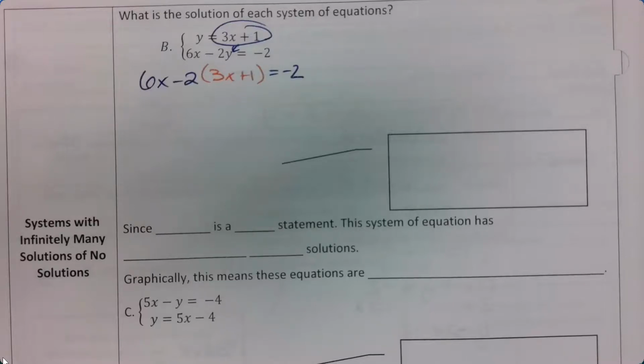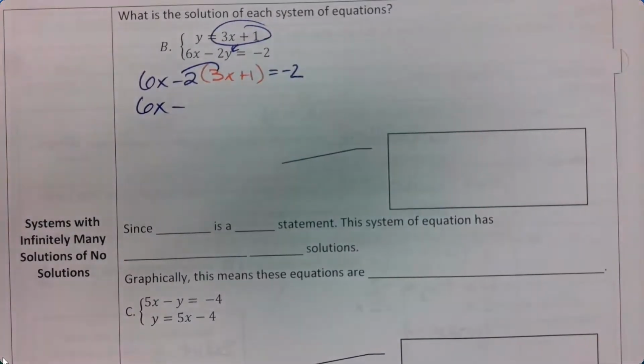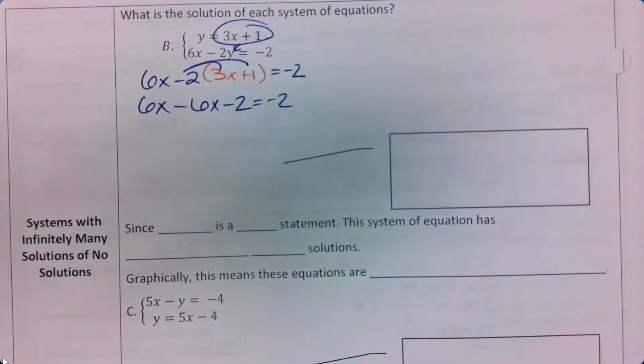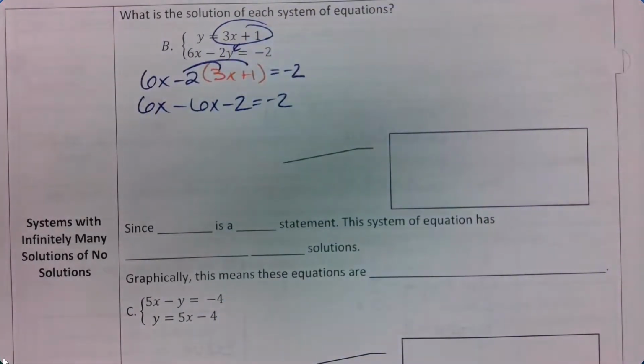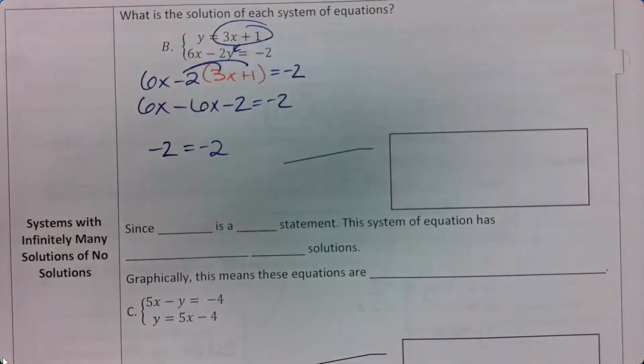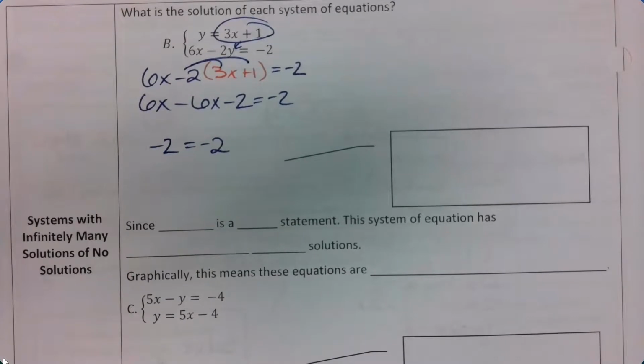Then what? Okay, so I get 6x minus, what's negative 2 times 3x? Negative 6. Okay. Negative 2 times 1? Okay. What is 6x minus 6x? 0x, so I don't have to write it. I have negative 2 equals negative 2. Is this true? Yeah.